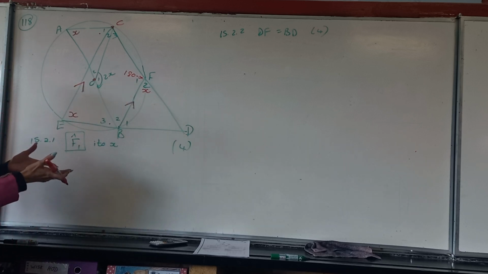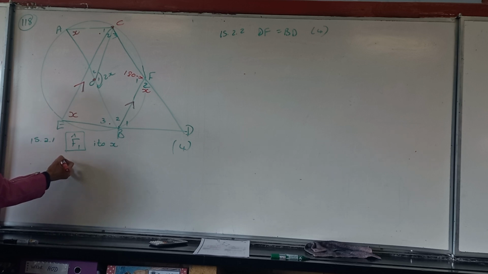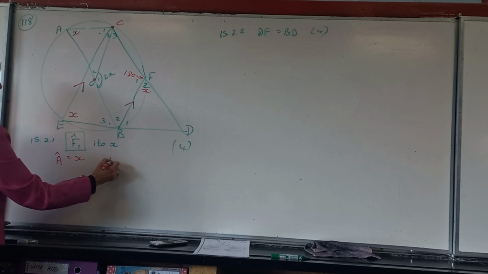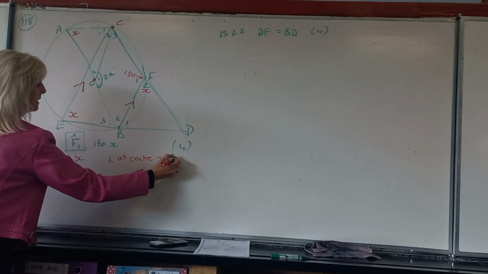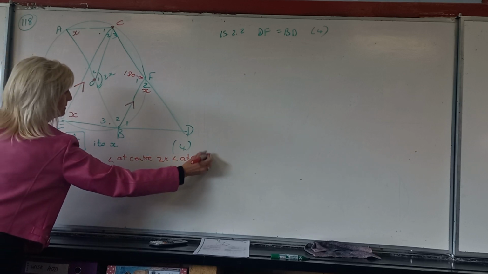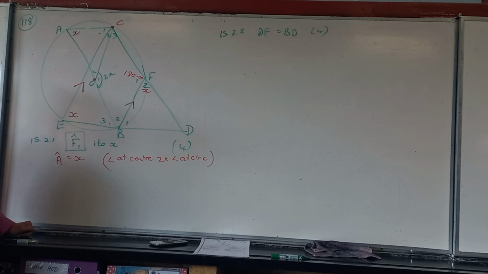Alright, so let's get started at least. So we said that angle A, because that's the one that we were mentioning now, would be X. Angle at the center, twice the angle at the circumference. Which is 2 marks, guys.